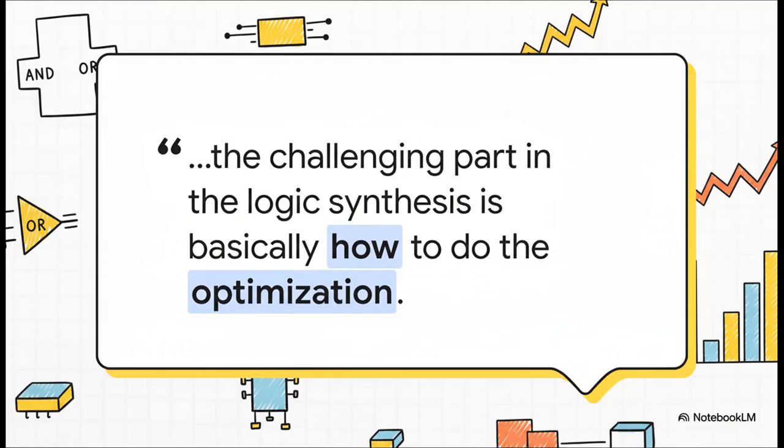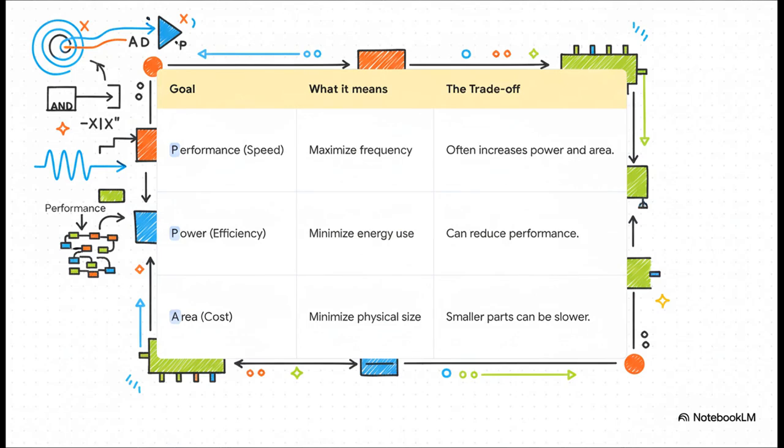You know, the source material just hits the nail on the head here. It says the central challenge is the optimization. The tool has to take the design, that library of parts, and all those constraints, and then figure out the absolute best possible combination of gates to meet all the goals. And this brings us to the really crucial point. It's a constant balancing act between three competing goals: performance, power, and area, or PPA as we call it.